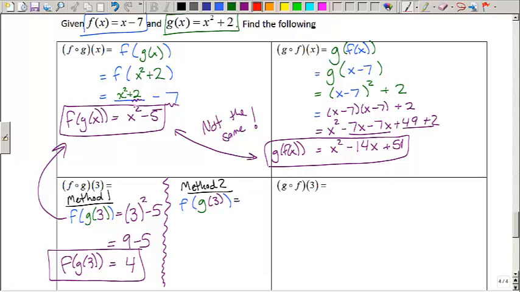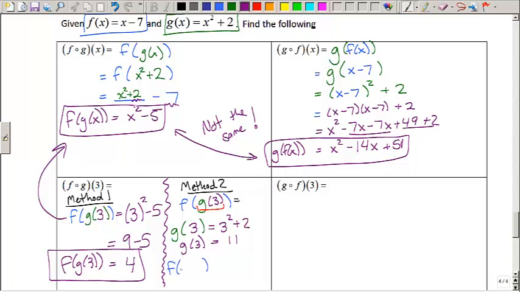Let's just look at the middle part right here. If I'm trying to find g of 3, I can use my original g function, which is 3 squared plus 2, or 11. So g of 3 is equal to 11 just using my original g function. If I'm taking the 3 and plugging it into g, I'm getting out 11. But now I need to compose that function with f.